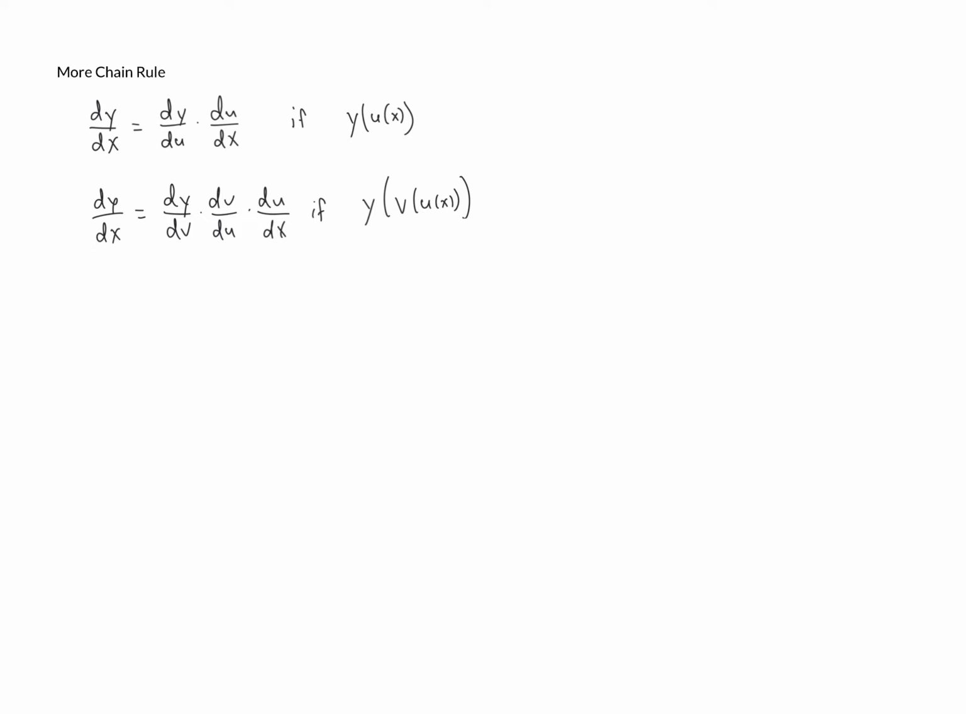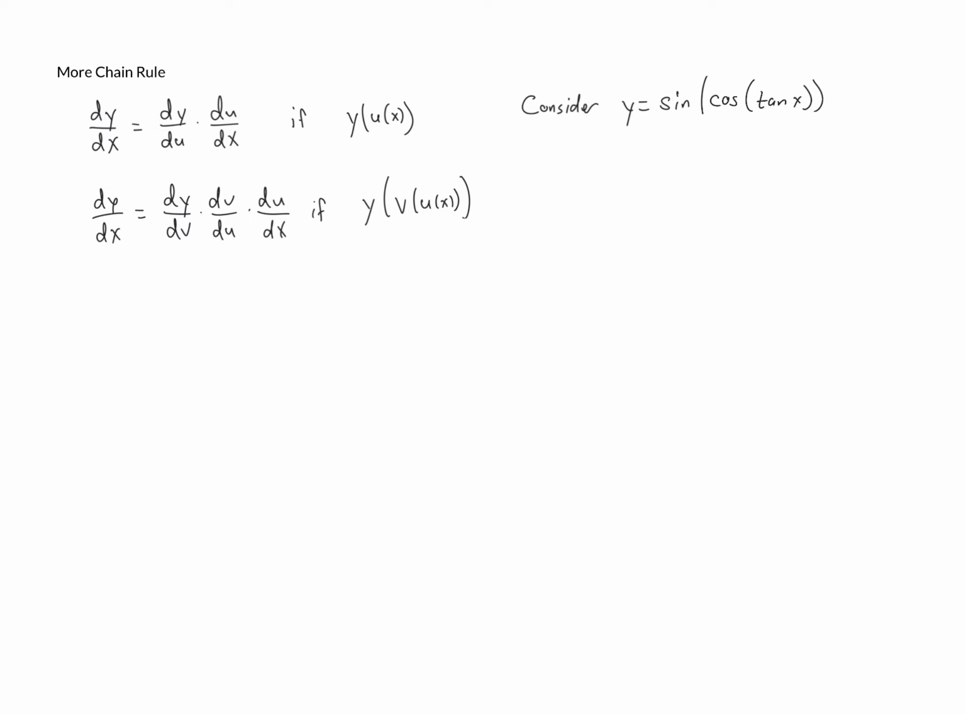Let's look at an example, because I think that it's a lot clearer when we have an example instead of all of these different dy's and dv's and du's and dx's and everything. So let's consider y equals sine of cosine of tangent of x. So this is three functions in a composition. The inner function is tangent of x, and then we take the cosine of that, and then we take the sine of that.